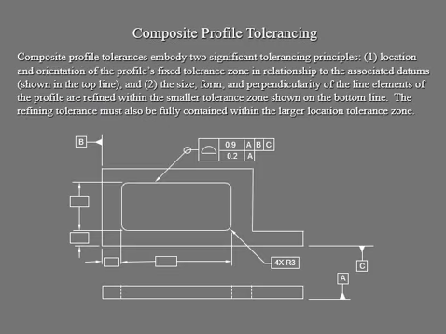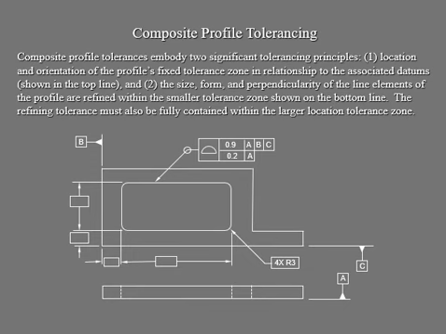Since it's always composite, we have to change our feature control frame to two rows right there. The very first one is a 0.9, and that first tolerance is your location and orientation. The other one is your size, form, and perpendicularity, and we can combine that. So we call it composite profile tolerancing.